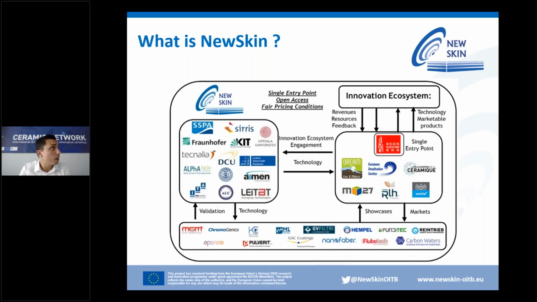So here you can see all the entities that are part of the NewSkin project. So in total, we are 35 entities, among which you can find technology center, industrials as well, but not only. You will find also competitiveness clusters, and all these entities will work during these 4 years to reach the target of the nano-enabled technologies and improved surfaces.